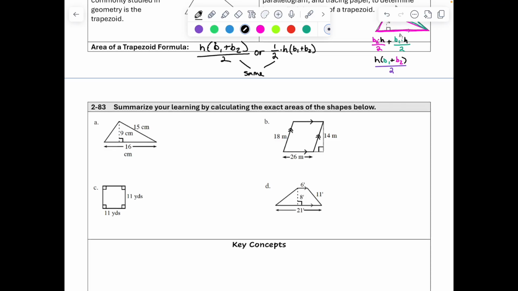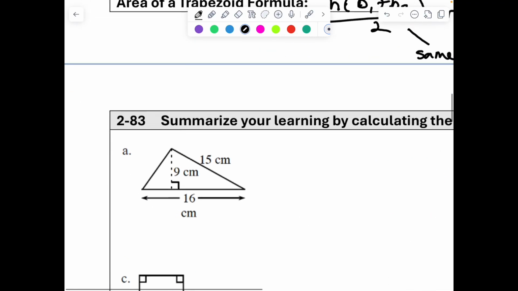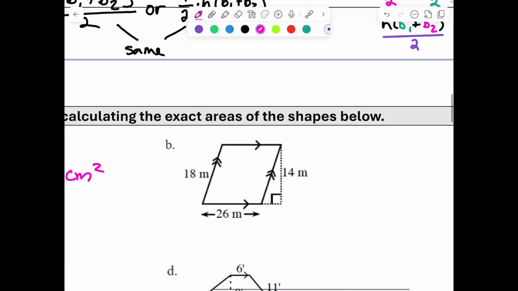All right, so now that we have our formulas, let's find some areas of these shapes. This is a triangle, so this is going to be the base times the height divided by 2. So 16 times 9 divided by 2, 72 centimeters squared.